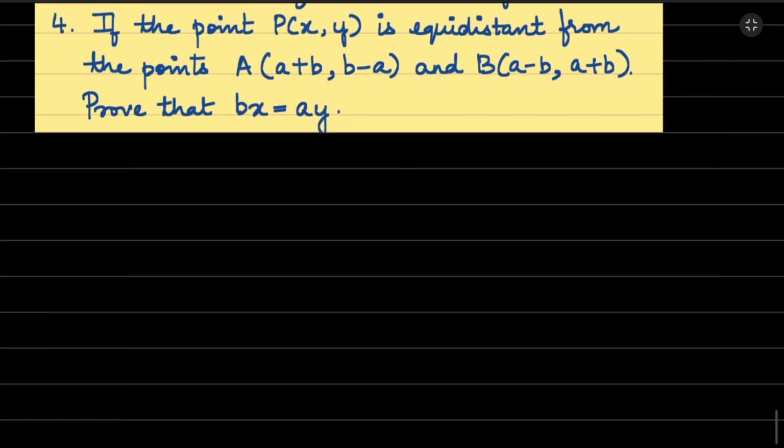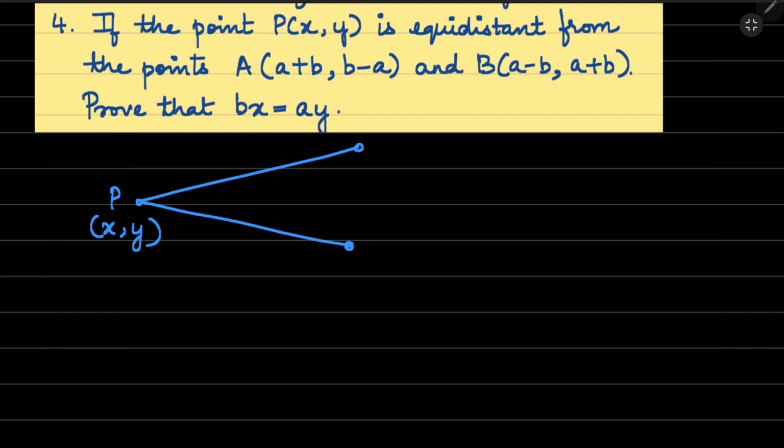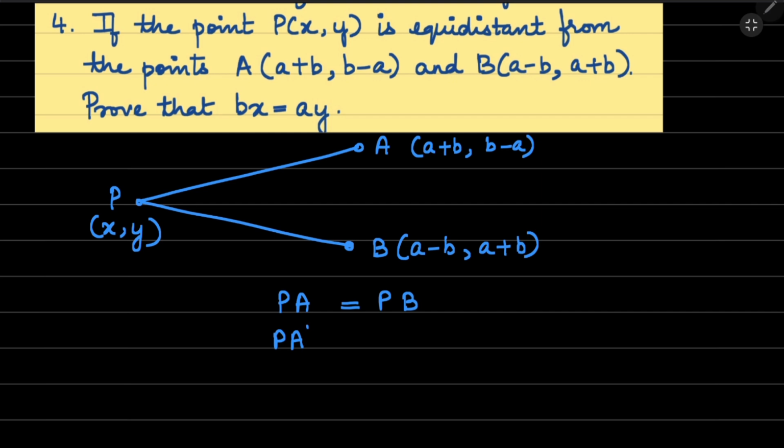If a point P(x, y) is equidistant from the points A and B, prove that bx equals ay. Let's draw the same way. You have a point P whose coordinates are (x, y) and equidistant from two points, namely A, which is (a plus b, b minus a), as well as B, which is given by (a minus b, a plus b). Equidistant means the distance between P to A is the same as P to B.